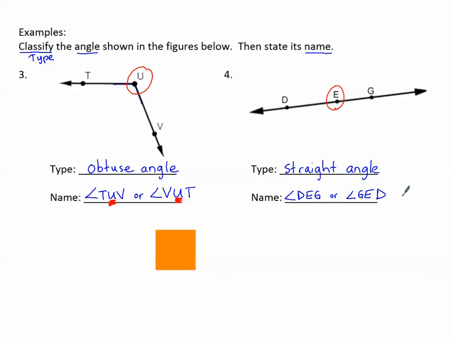Now, if we didn't pay attention to the directions carefully, we might not have seen that they asked for an angle. They could have just said, classify the figure. If they didn't say angle, we might call this a line and use 2 points to name it. But we noticed the directions said angle, so that is how we named it.